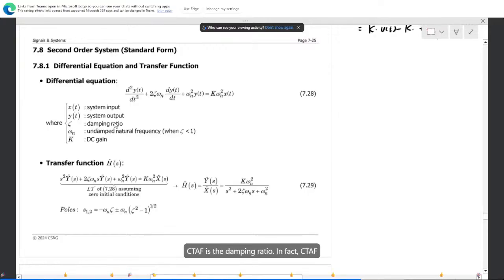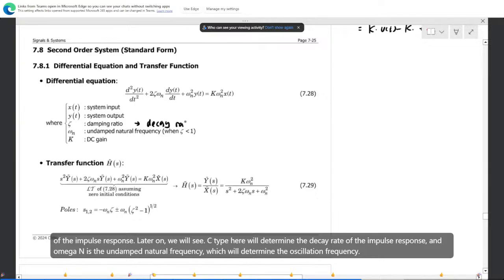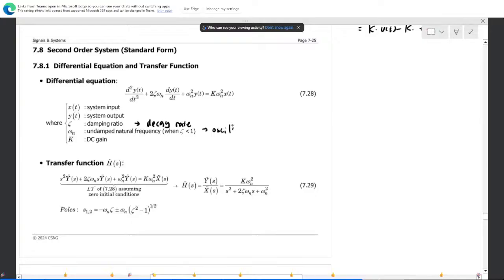In fact, theta here will determine the decay rate of the impulse response. Later on, we will see. And omega n is the undamped natural frequency, which will determine the oscillation frequency. And capital K is the DC gain.